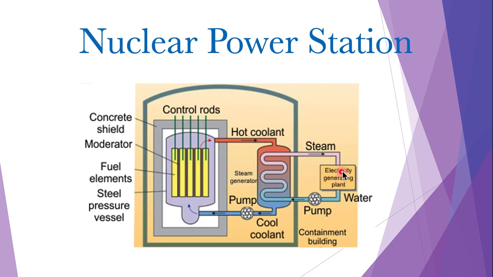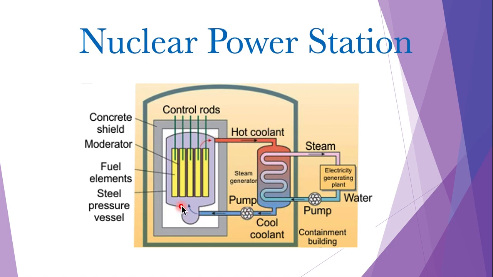The cool water comes from the electricity generating plant. The hot coolant warms it up again, boils it again, and then the steam flows into the electricity generating plant, and then again it is pumped from it. The cool coolant goes into this nuclear reactor, it warms it up again, and then the hot coolant comes here again. This is also a kind of cycle.